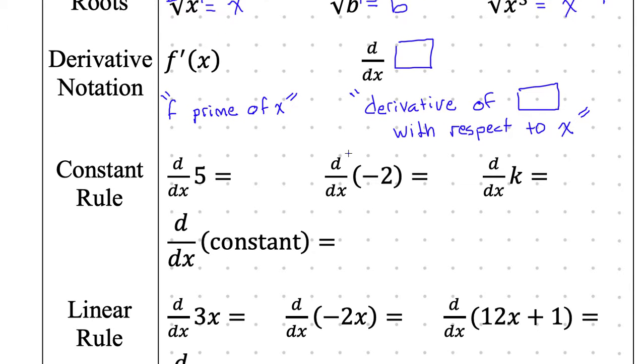All right, so who knows what the derivative of 5 is with respect to x? Claire. 0. It is 0. I know it doesn't make any sense. The derivative of negative 2 with respect to x is? 0. It is 0. Let's assume that k represents a constant. It's 0. Oh man, those are easy.